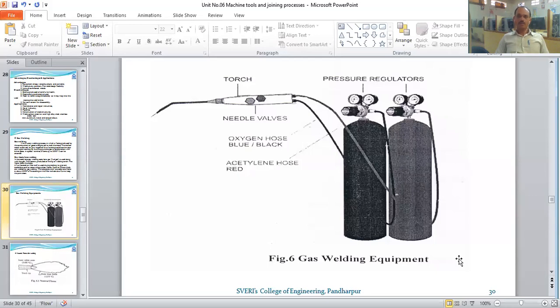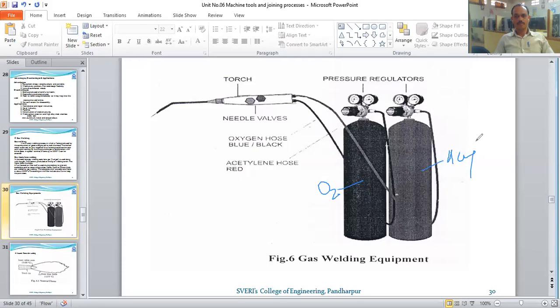Okay. Then two tubes come from the cylinders. This black color cylinder contains oxygen. Oxygen is compressed in this cylinder, and here we have acetylene. See, instead of acetylene, we can use methane or propane.